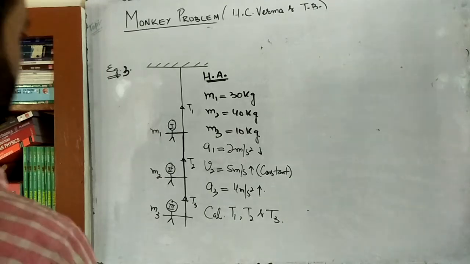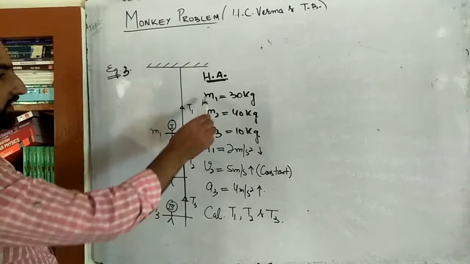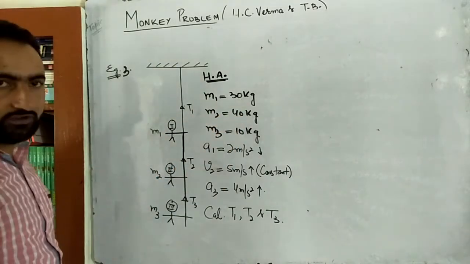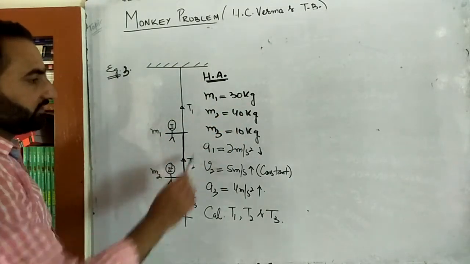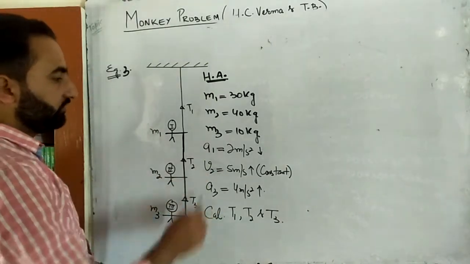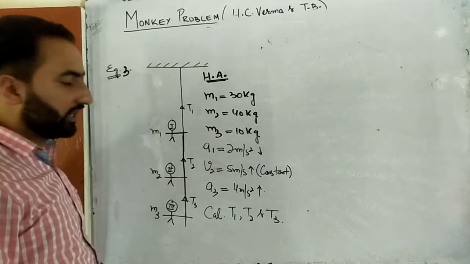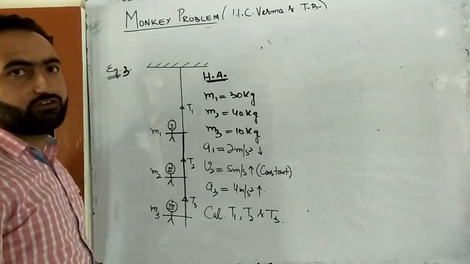Example number 3 is a home assignment for you. I'm sure you can do it, very easy. Three different monkeys, their masses m1, m2, m3 are given as 30, 40 and 10 kg respectively. Acceleration a1 is given, that is 2 meters per second squared downwards. Velocity v2 is given, it's moving in the upward direction with a constant velocity of 5 meters per second. Then a3 is given, that is 4 meters per second squared upwards. Now the question is: calculate tension T1, T2 and T3.